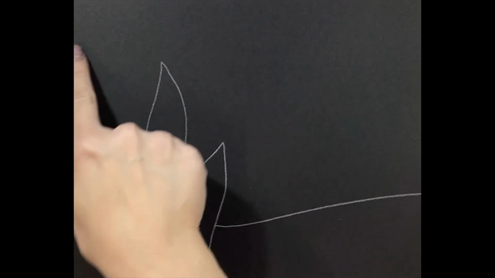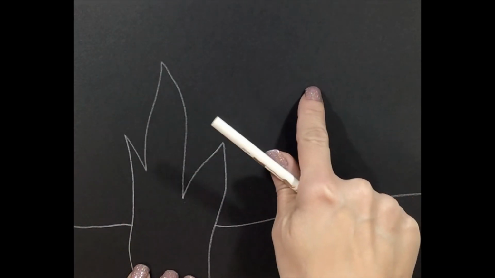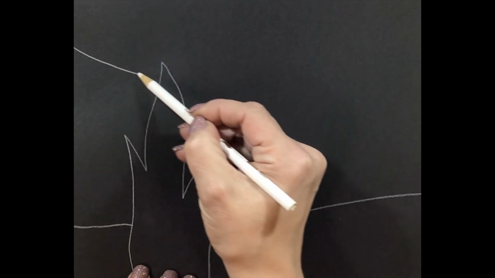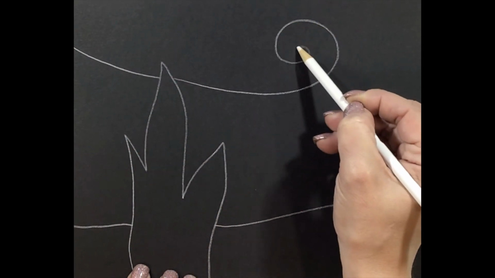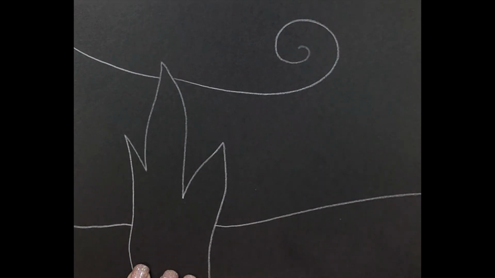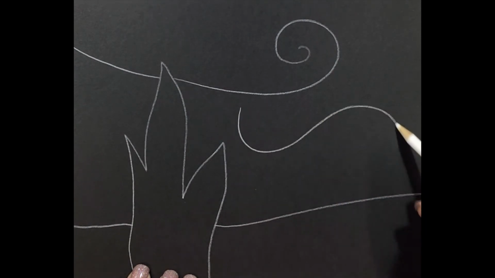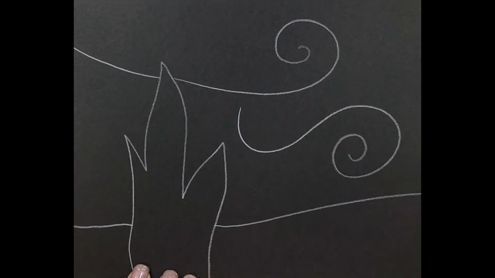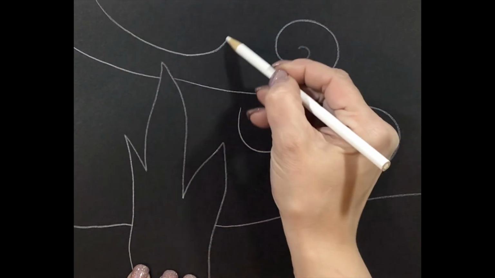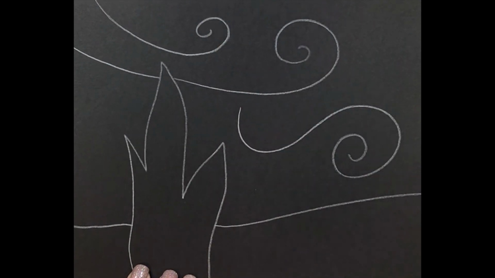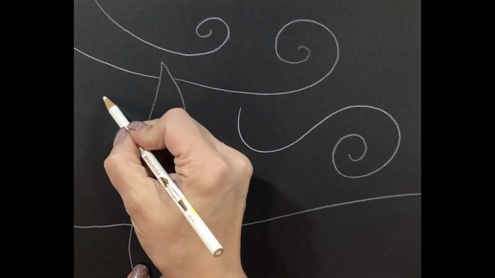Next, we're going to start adding the wind. And the way we're going to draw movement is we're going to draw some swirly lines that give us the illusion that the wind might be blowing. I want you to go ahead and draw a few different wind shapes in your background. Next, after we draw the wind, we're going to draw the moon and some stars.